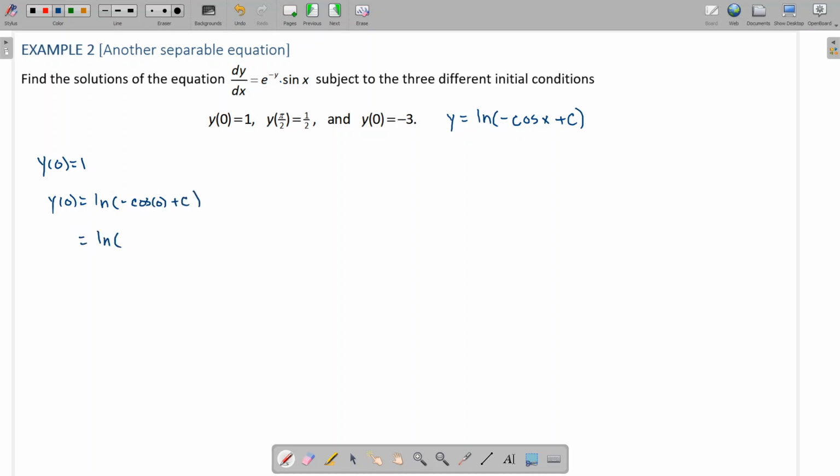Cosine of 0 is 1, so we have negative 1 plus c, and y of 0 is supposed to be 1. So then we can exponentiate on both sides, so e to the first should be equal to just negative 1 plus c.